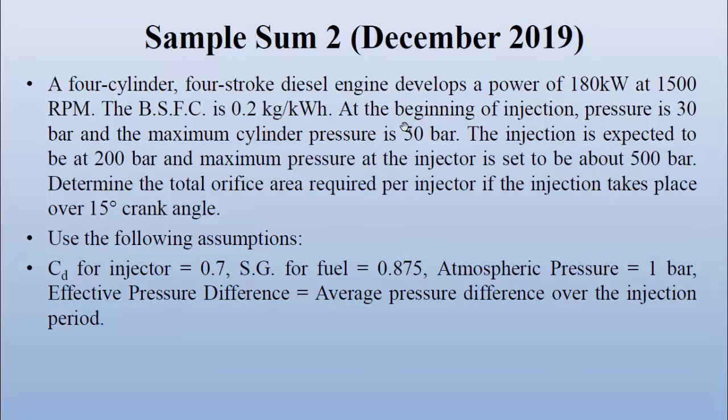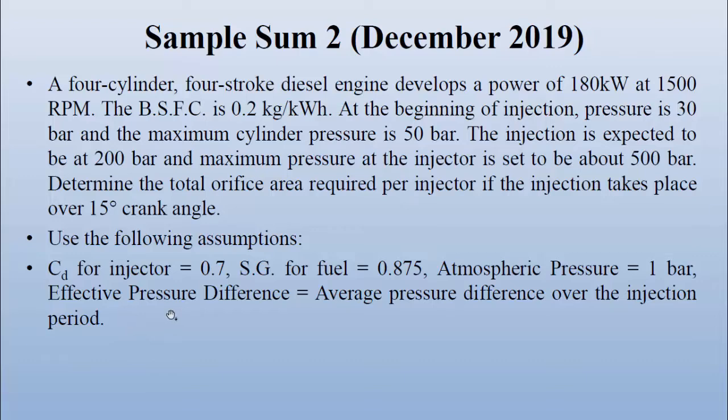Now see, this is a slightly different question from the previous one. Here they have given us two injection pressures. At the beginning of injection, pressure is 30 bar and maximum cylinder pressure is 50 bar. They have also given us two pressures for the injector. The injection is expected to be at 200 bar and maximum pressure at the injector is about 500 bar. So we have two cylinder pressures, 30 bar and 50 bar, and two injector pressures, 200 bar and 500 bar. So what is the effective pressure difference? It is the average pressure difference over the injection period.